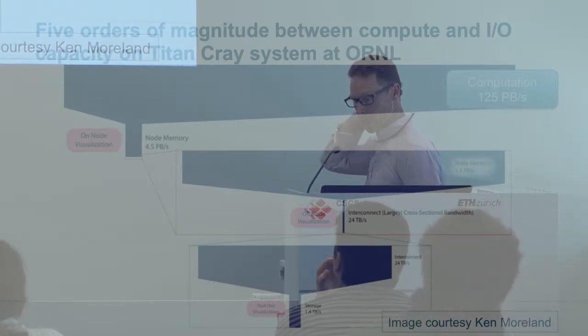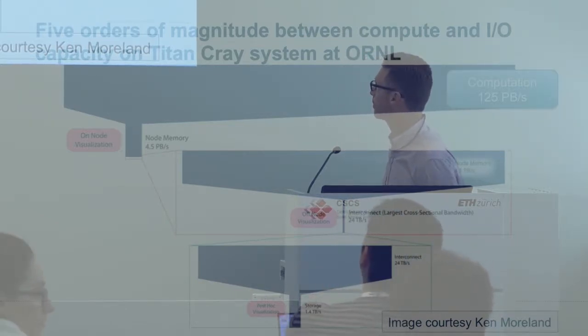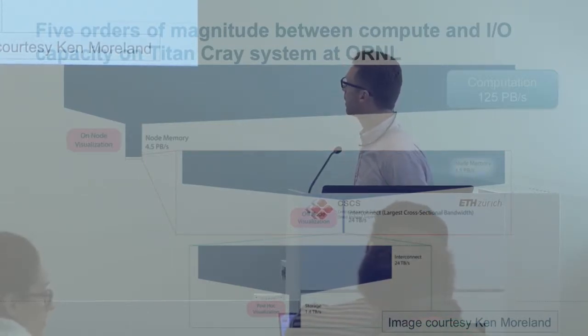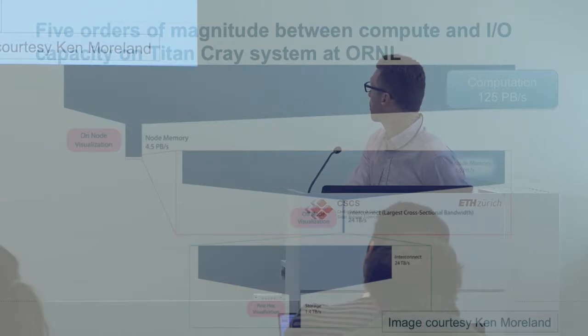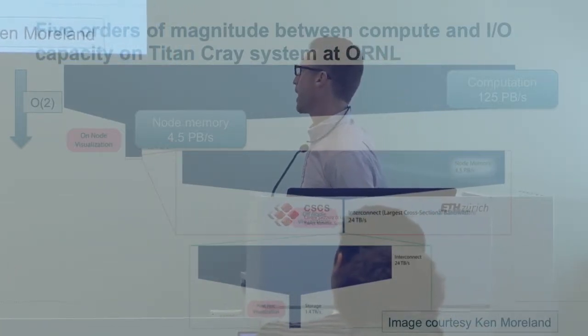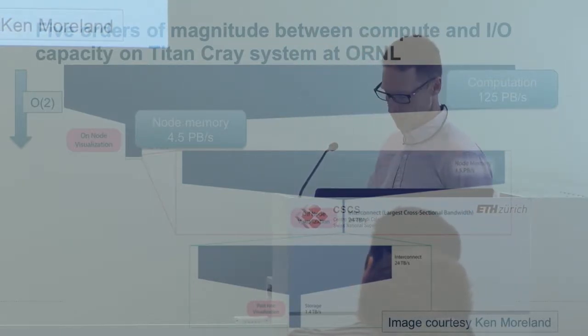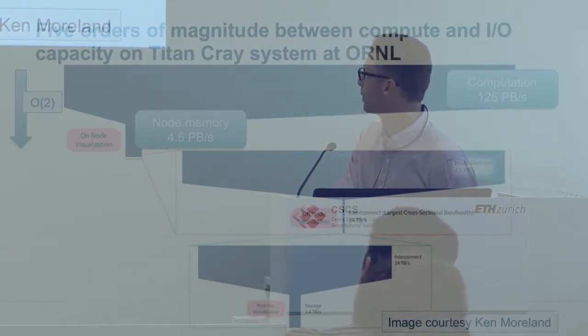So Titan is a system in the USA. It's the largest supercomputer in the USA currently. This year, I believe, it's being replaced by a machine called Summit. It's quite a bit larger. So we have 125 petabytes per second of computational bandwidth on Titan. The on-node memory is only 4.5 petabytes per second. So that's an order 2 reduction in the amount of data that you can move or consume.